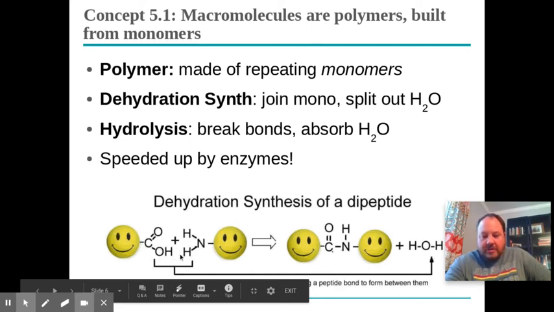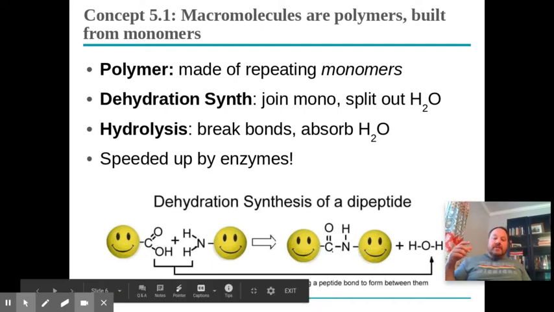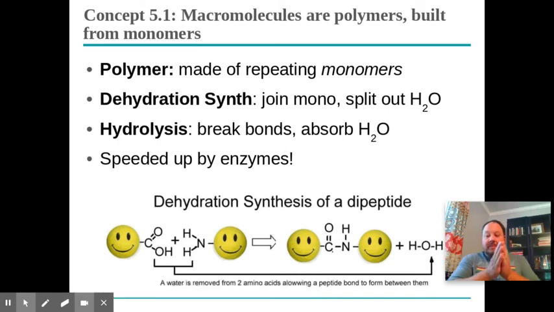You pull out an H and an OH, that'll form water, and that forms a covalent bond between the two monomers, between the adjacent molecules. Now, the reverse of this is a hydrolysis reaction. Hydro means water, and lyse means to split. So with a hydrolysis reaction, you can break a bond between monomers by inserting an H and an OH. So when those attach to the individual monomers, it keeps them pulled apart.